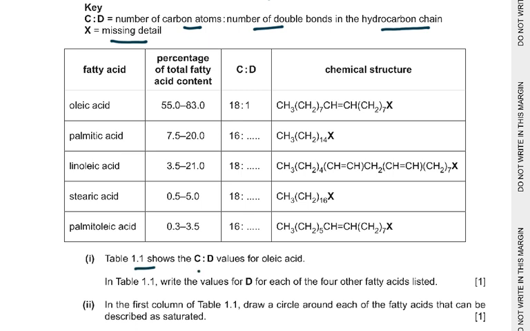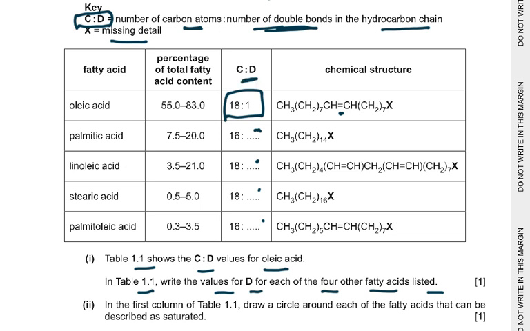Table 1.1 shows the C:D values for oleic acid. In Table 1.1, write the values for D in each of the 4 other fatty acids. So we have to write something here, and something here. But this one has been done for us. This is 18:1. And the ratio C:D is what ratio? Number of carbon atoms to the number of double bonds. Now you can see there is one double bond here, so 18:1. So you have to write down in Table 1 the values for D.